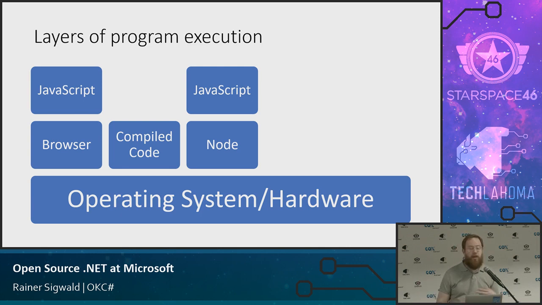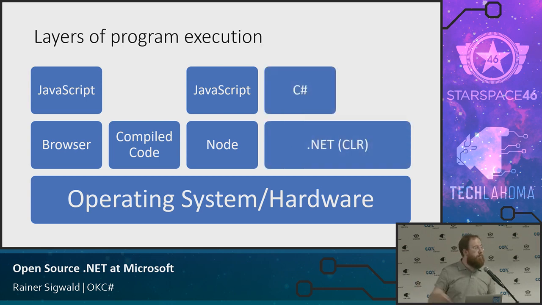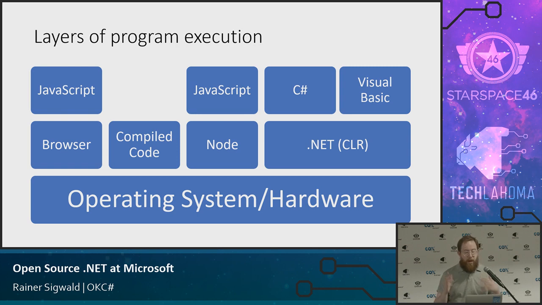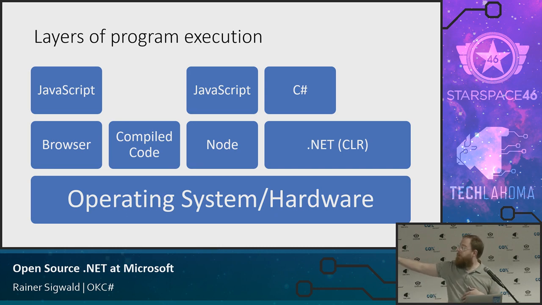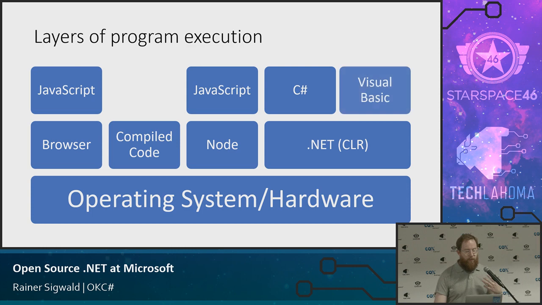So that's all background. Where does C# and .NET fit in? The answer is that C# is a programming language like JavaScript. You write a program in C#. But then when you run the compiler on that, when you build that C# program, the output is not something that the hardware directly understands, as it is when you have compiled code. But it is something that a piece of code that is part of the .NET framework called the Common Language Runtime, or CLR, understands.